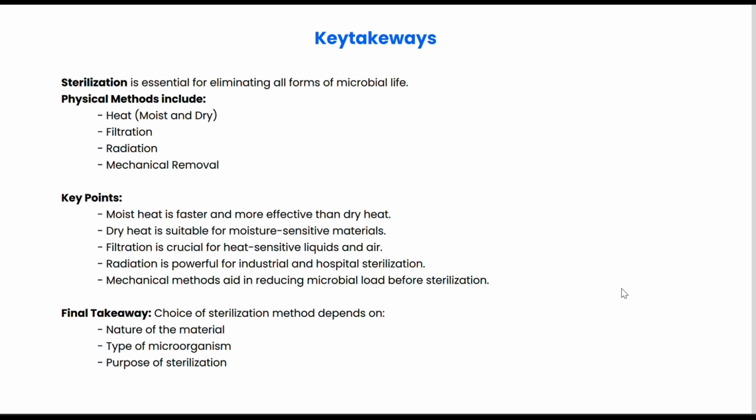Key points to remember: moist heat sterilizes quickly and efficiently. Dry heat is perfect for items that cannot tolerate moisture. Filtration is the go-to for sterilizing delicate fluids and air. Radiation provides industrial level sterilization solutions. Mechanical methods help prepare instruments and surfaces for better sterilization outcomes. So the choice of sterilization method always depends on the type of material, the type of microorganisms, and the specific purpose you are aiming for.